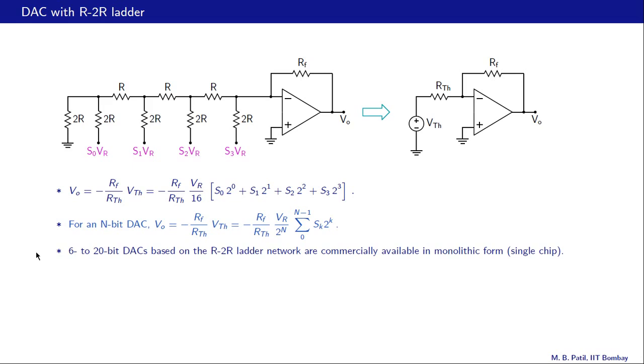Now these DACs based on the R2R ladder network are commercially available, ranging from 6-bit DACs to 20-bit DACs, and they are available as a single package, that is in monolithic form, single chip, and they can be made using the bipolar technology or the CMOS technology, or a combination of the two, which is bi-CMOS technology. And needless to say, higher the number of bits, more expensive is the IC.